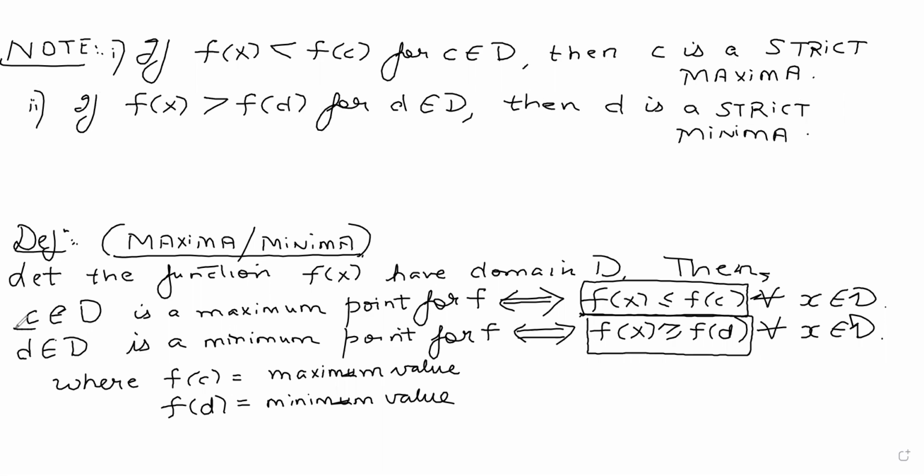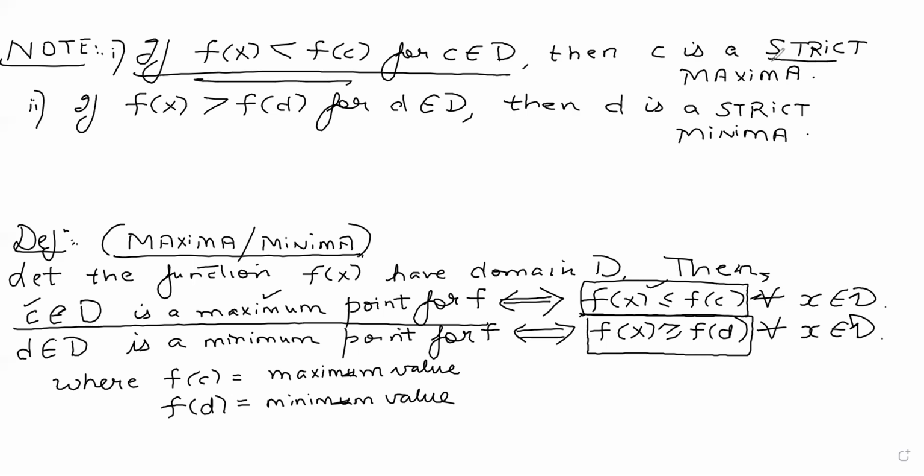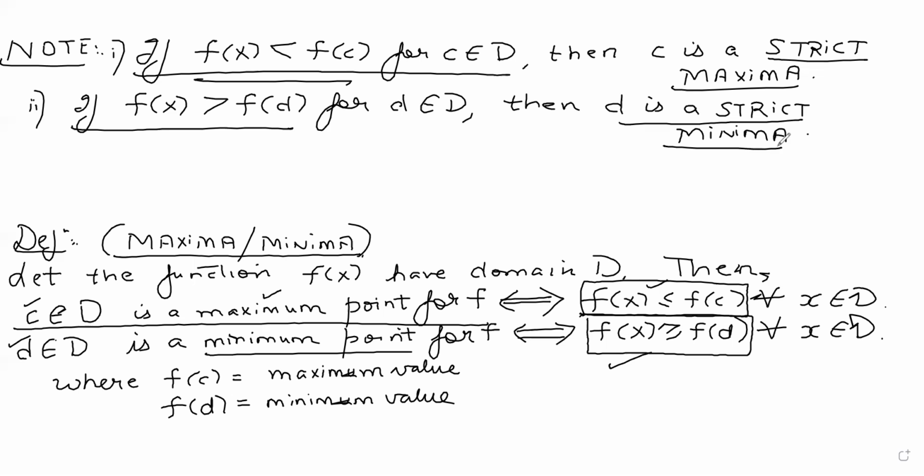So guys, if you read this and if you read this, what do we learn? Small c is called a point of maxima if f of x is less than or equal to f of c. But if f of x is strictly less than f of c, it is called a strict maxima. Similarly, d is called a point of minima if f of x is greater than or equal to f of d. But if f of x is strictly greater than f of d, then d is called a strict minimum. Hoping that all students have understood this note and have no doubts.